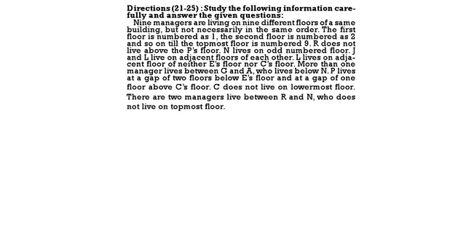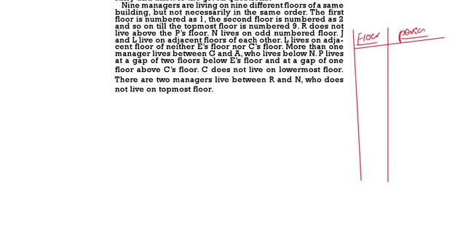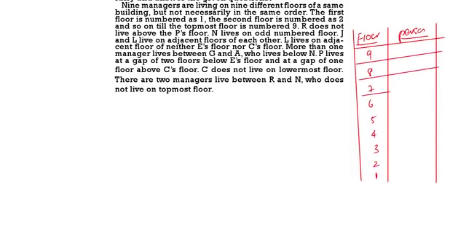So now there are totally 9 floors. It is a 2 column puzzle: floor and person. See here, floor followed by person. Since there are totally 9 floors, write down the numbers in descending order from 9 to 1: 9, 8, 7, 6, 5, 4, 3, 2, 1.